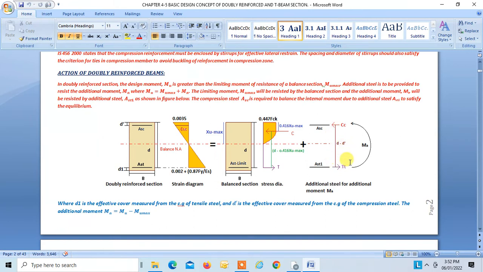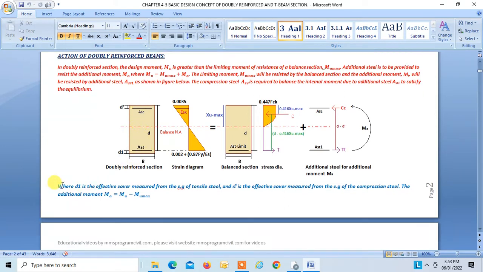Now, to satisfy the internal equilibrium, we have to provide steel in the compression zone which gives force Cc, which should be equal to force Tt, so that the moment Cc into this lever arm is equal and opposite to Tt into this lever arm. That is why, to satisfy the equilibrium, we also have to give steel in the compression zone. So Ast is equal to Ast limit plus Ast1, whereas Asc has to be provided in the compression zone to satisfy the equilibrium.